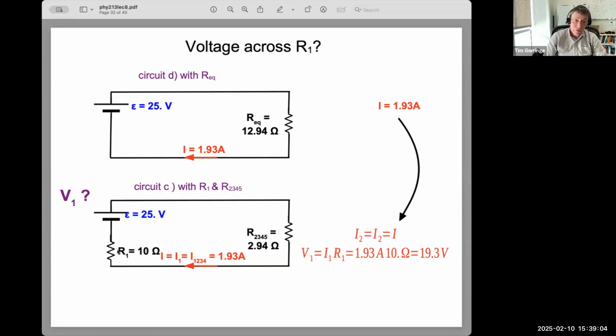Now, at that point, we know the current through the resistor R1 that we're interested in. We know the resistance of the resistor R1 that we're interested in. The only thing we don't know is the voltage across the resistor R1.